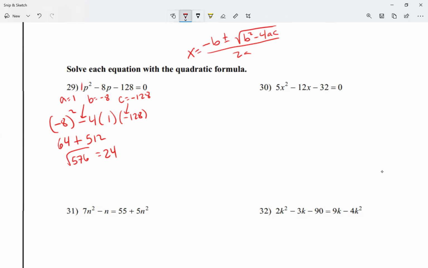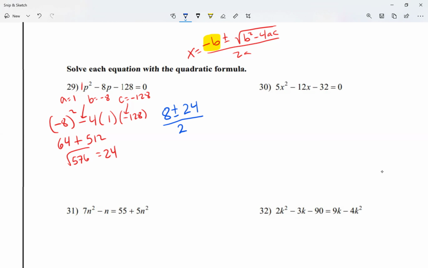So now let me change this to blue. Looking at my formula, the first thing I have to do is negative b. My b is negative 8. So the negative of a negative, isn't that just positive, right? So I'm going to write this as positive 8 plus or minus 24, because remember, I just did the square root of b squared minus 4ac. And all of this is going to be over 2 times a. But remember how my a is 1? So 2 times 1, I'm just going to call that 2.